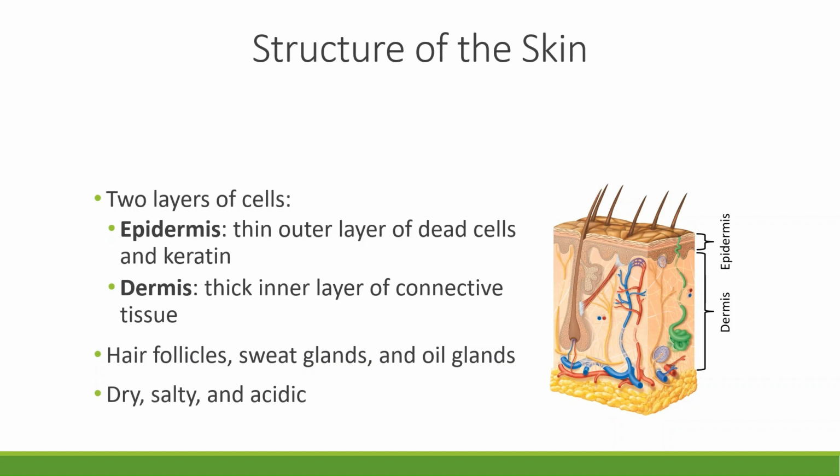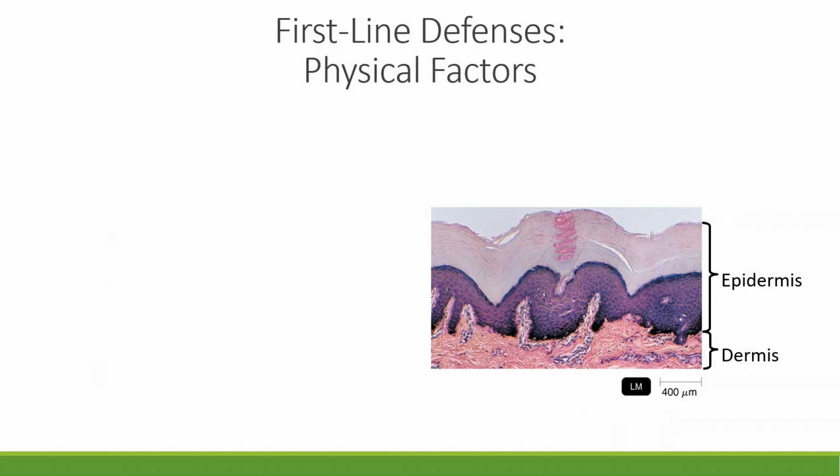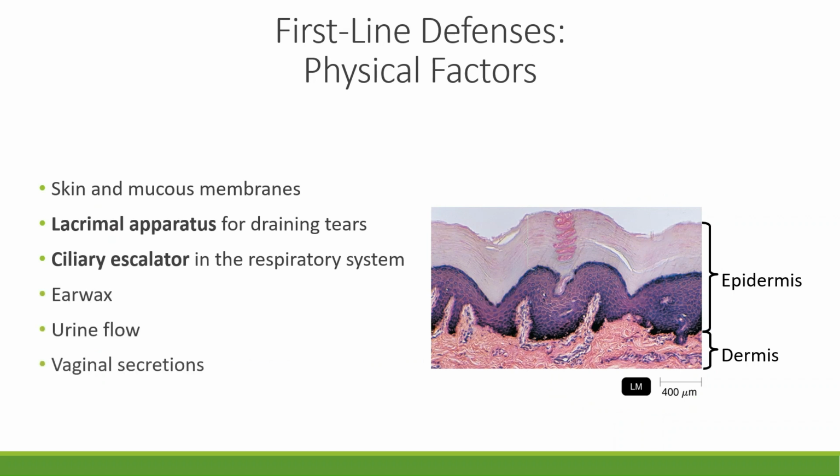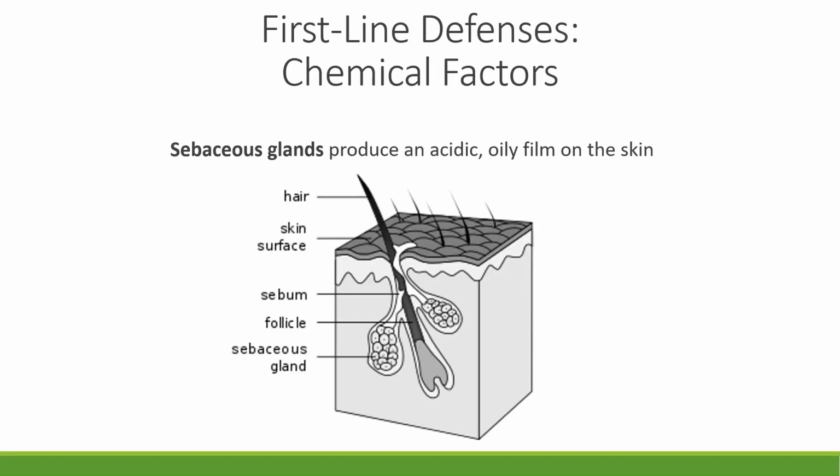And the condition of skin tends to be dry. It tends to have a lot of salt content, and it is slightly acidic. And these are all very important attributes to skin, as it is one of the first line of defenses that we spoke about in the prior chapters. Again, if you may recall, some of these physical factors are the skin and mucous membranes, maybe the lacrimal apparatus, the ciliary escalator, earwax, urine flow, vaginal secretions, and others. And so we're going to focus in on this particular tissue.